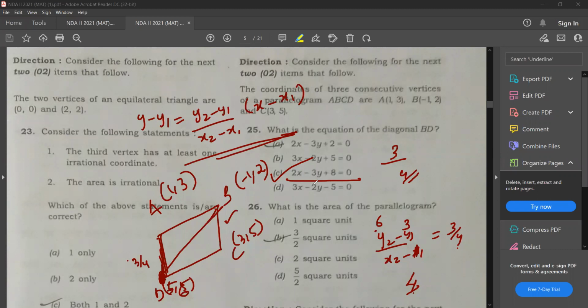Now what you need is the area of the parallelogram. So how to get the area of the parallelogram? Area of the parallelogram is base into height. Or here you can use A cross B, the A cross B formula is also fine here. So you'll be getting the answer as 2 square units.